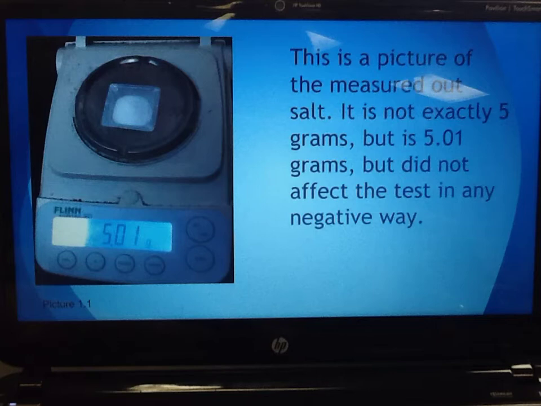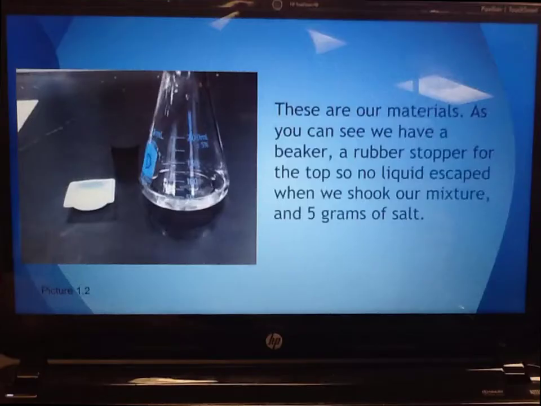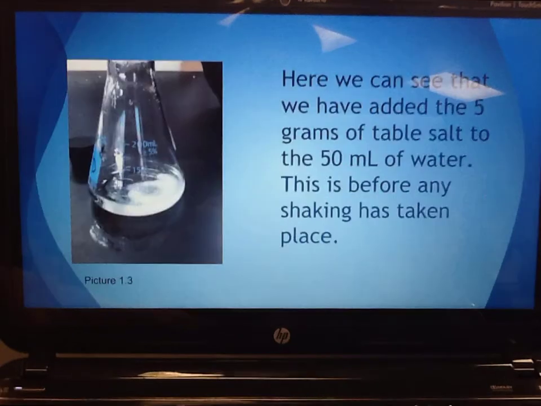We tried to get as close to 5 grams as possible. As you can see, we got 5.01, but that did not affect the test we did in any negative way. As you see on the left, in picture 1.2, there are 3 materials we used for this experiment: 5 grams of salt, a rubber stopper to stop the liquid from escaping, and a beaker with 50 milliliters of water. In this picture, we can see that we have added the 5 grams of table salt to the 50 milliliters of water, and this is before any shaking has taken place.